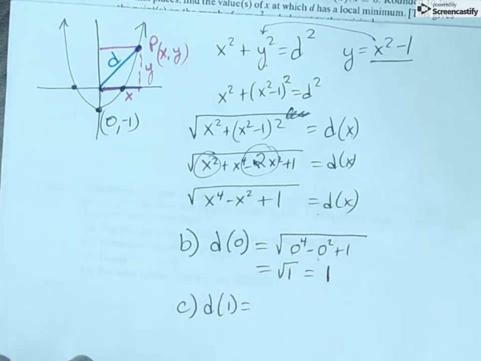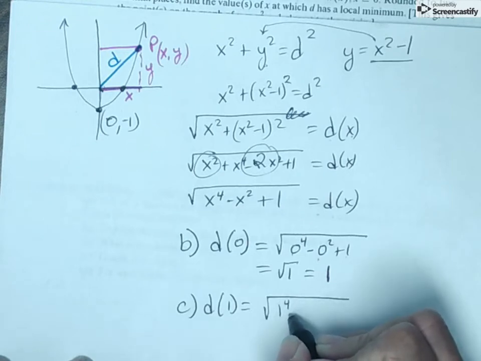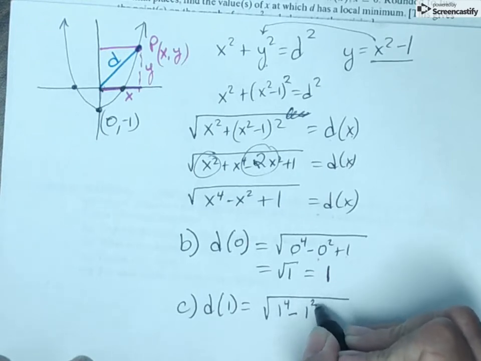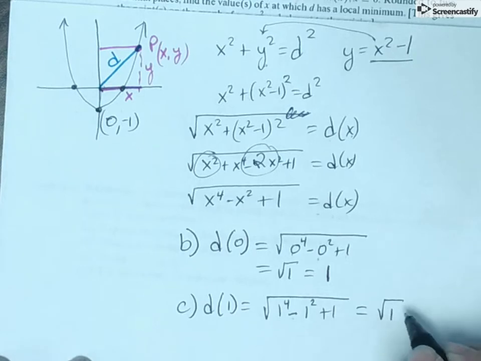So put a 1 in for x, and we're going to calculate. So 1 to the 4th minus 1 squared. And notice the minus is not getting squared. I will square the 1 and then subtract it, plus 1. Again, this gives me the square root of 1, which is just 1.